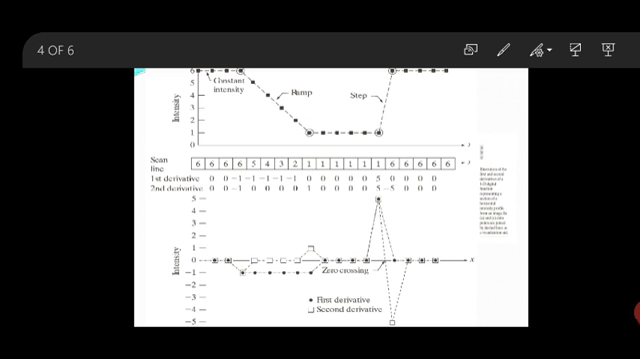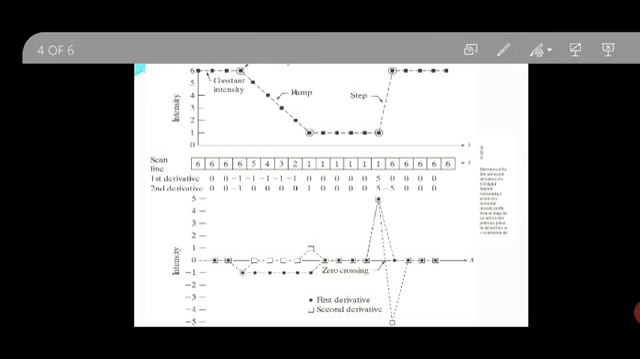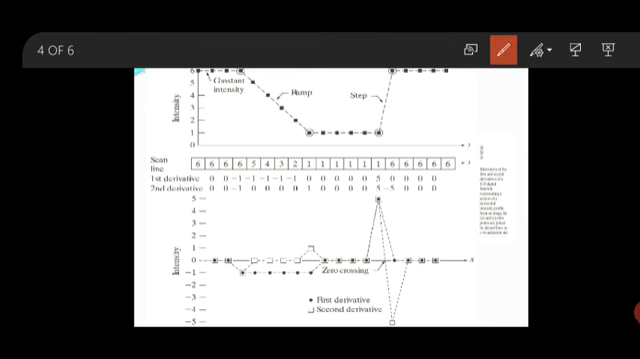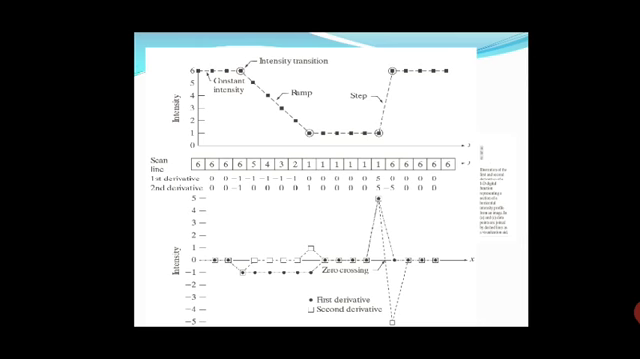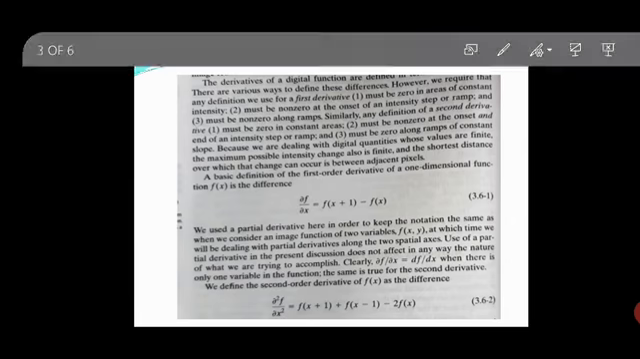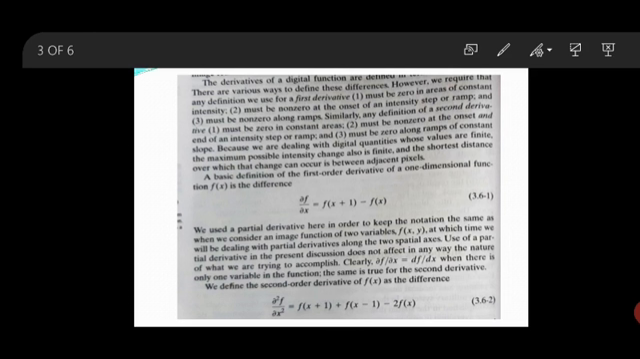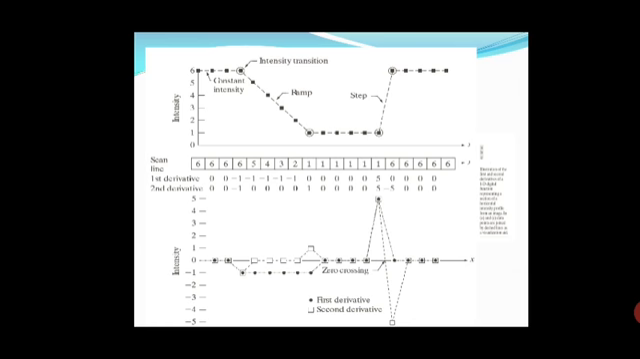Now, similarly, we will go with the second derivative. What will the second derivative equation be? That is del square f divided by del x square is equal to f of x plus 1 plus f of x minus 1 minus 2 f of x. I hope you understood this one.